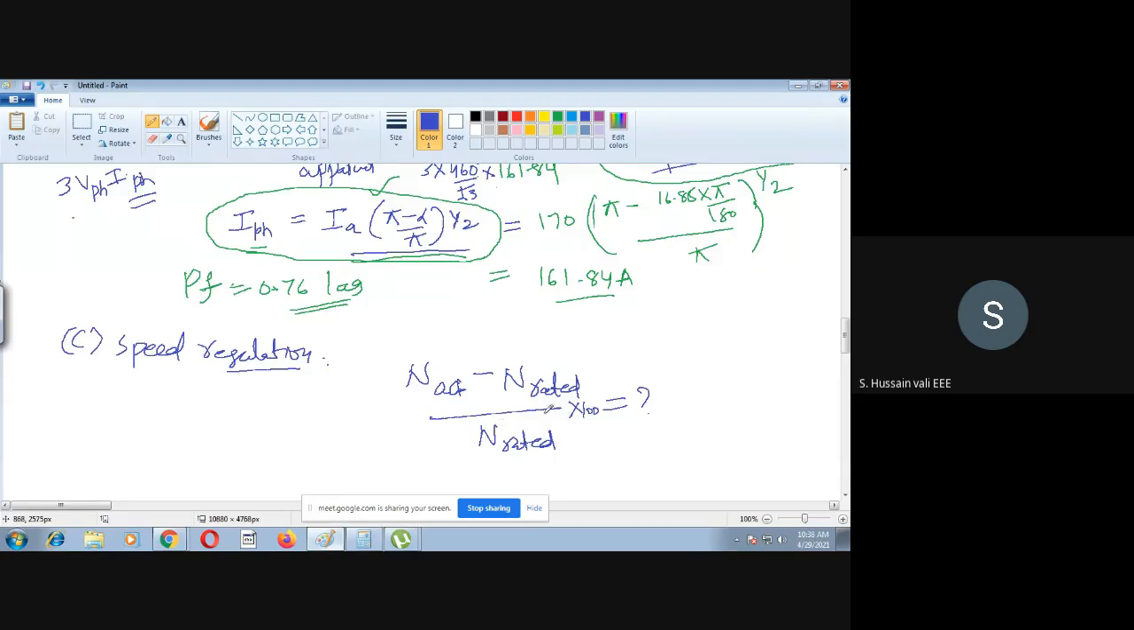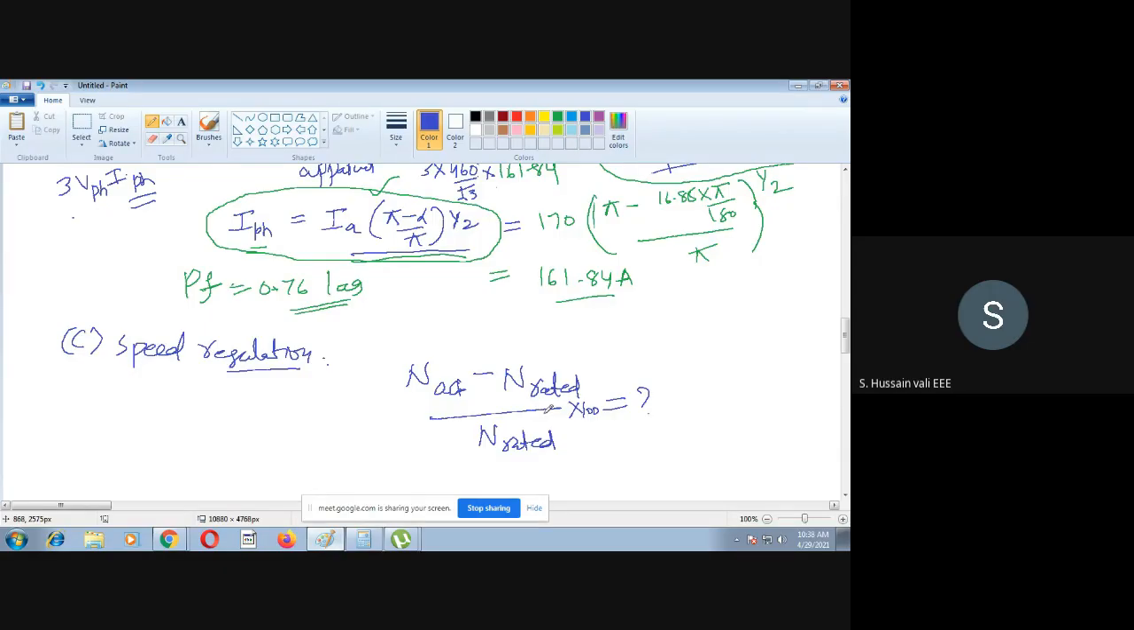Speed regulation is just like percentage regulation. Even in the case of the transformer, if you remember, we find the voltage regulation of the transformer, or of some motor or machine. What is that voltage regulation? We find one voltage minus the other voltage divided by the rated voltage.